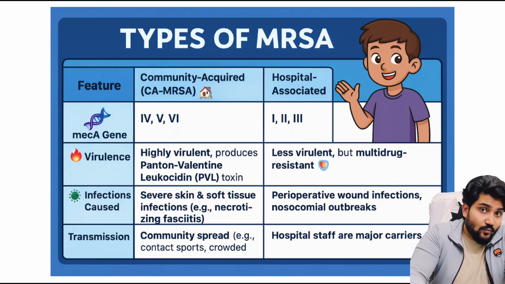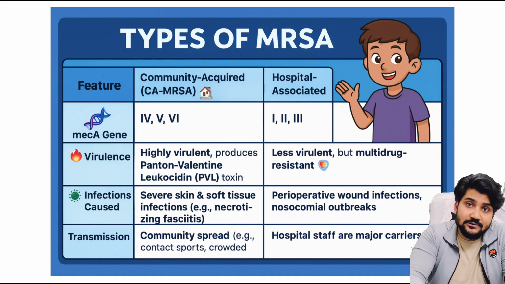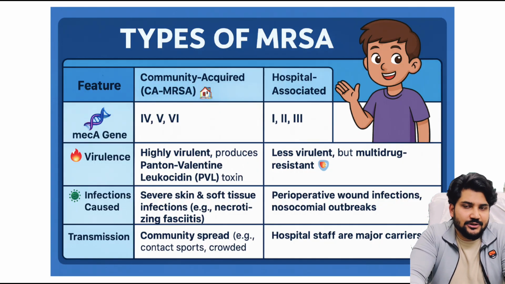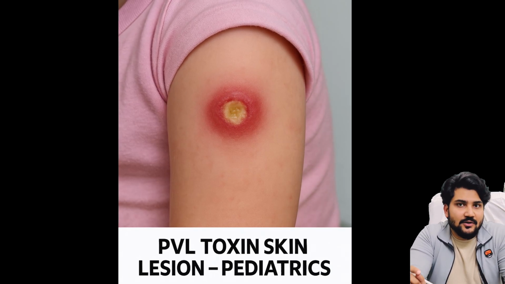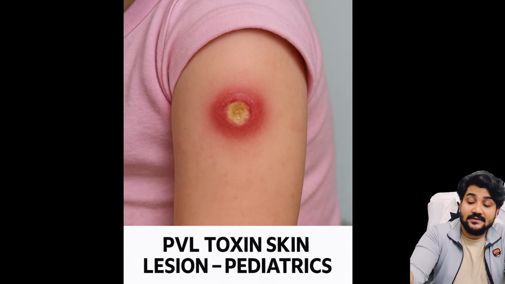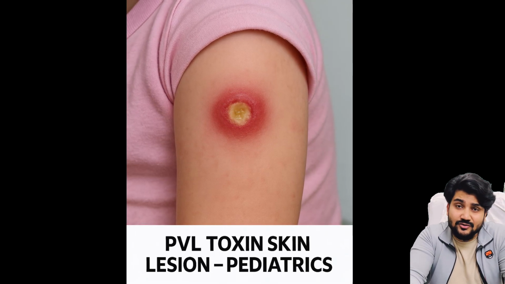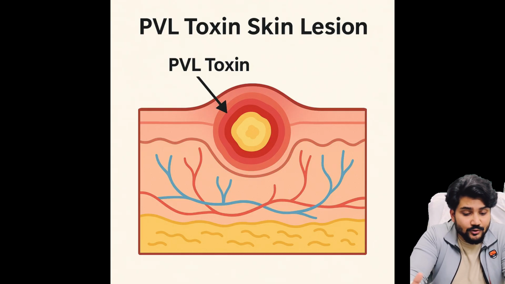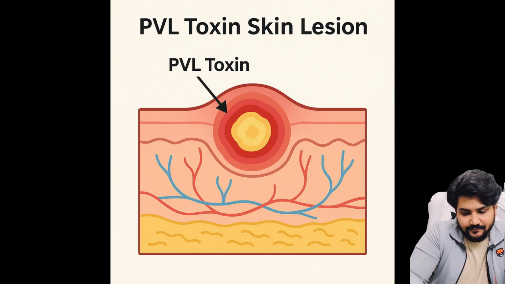So why are they more virulent? Because they have Panton Valentine toxin, the PVL toxin. They are mostly associated with kids. Whenever you are in your pediatric OPD, you can see kids having lesions, bulla formation in the skin. Mostly this could be due to the PVL toxin.